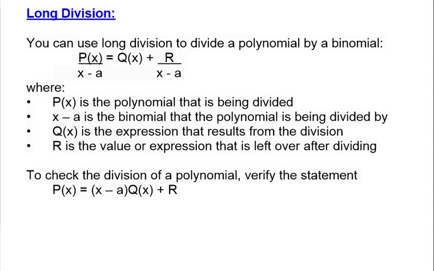So long division. You can use long division to divide a polynomial by a binomial. So p of x divided by x subtract a is equal to some quotient, q of x, plus r, which is our remainder, divided by that binomial. So p of x is the polynomial that we're dividing. X subtract a is that binomial it's being divided by. And q of x is the expression that results. R is the remainder, or your leftovers. And to check the division of a polynomial, verify the statement p of x is equal to x subtract a, q of x plus r.